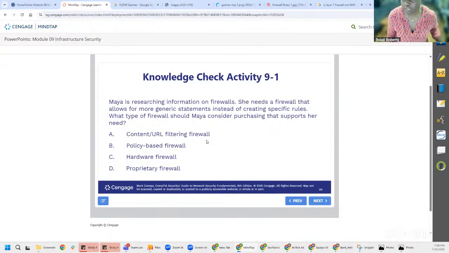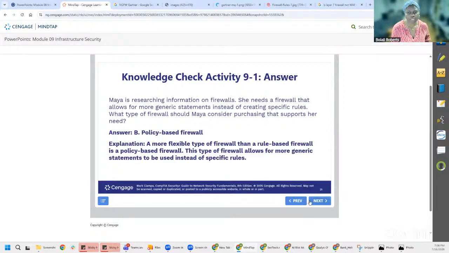Let's go. I'm looking at the chat. She's looking for a firewall that allows for more generic statements. Very good. These are policy-based. They are flexible, unlike the rule-based.